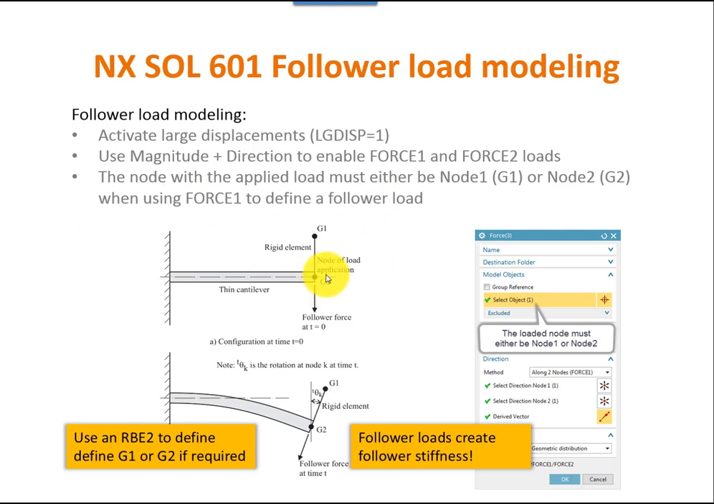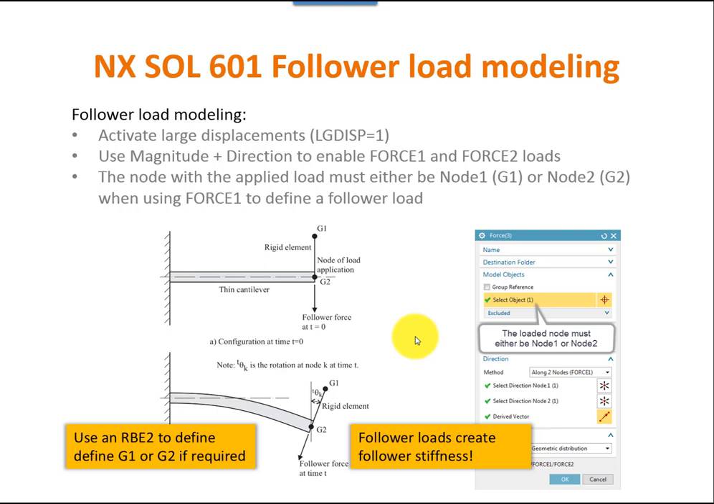If you have an example like this, let's say a thin shell or a beam element, then you don't have a G1 or G2 node which can define direction. And then you can apply or model a rigid element that is pointing in the load direction. And you can use the two endpoints, the master and slave of the rigid element, as the direction of the follower load. So when you have a large displacement like this, the load will change its direction given by the position of G1 and G2, or node 1 and node 2, which is referred to in this menu.